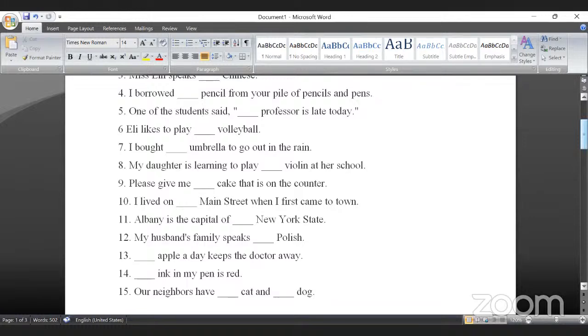Now, 10th one: I lived on Main Street when I first came. Main Street. Do we have to say the? Yes, ma'am, since they are referring to a particular street which is called the Main Street. Street already has a name. Do you say I came to the Chennai last week?